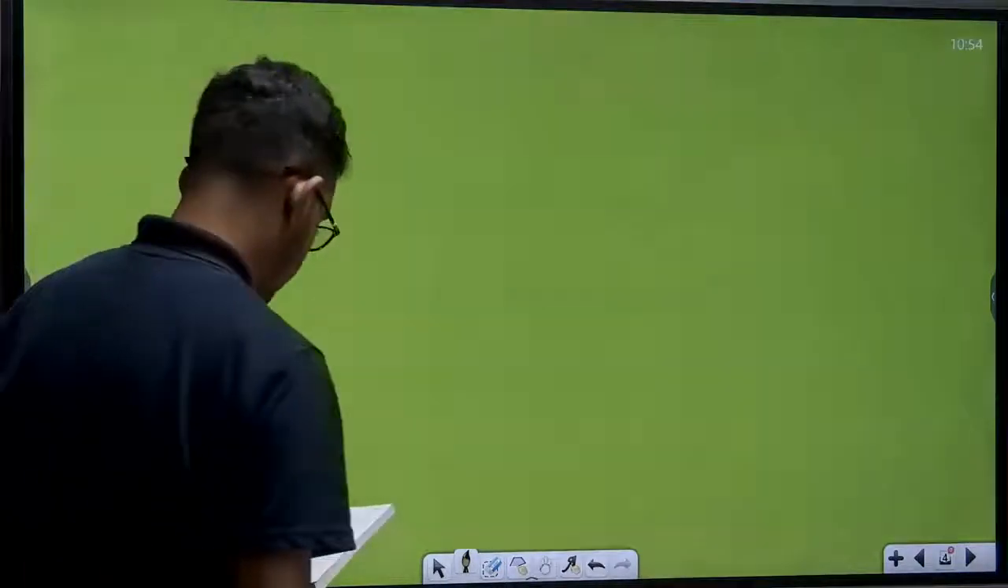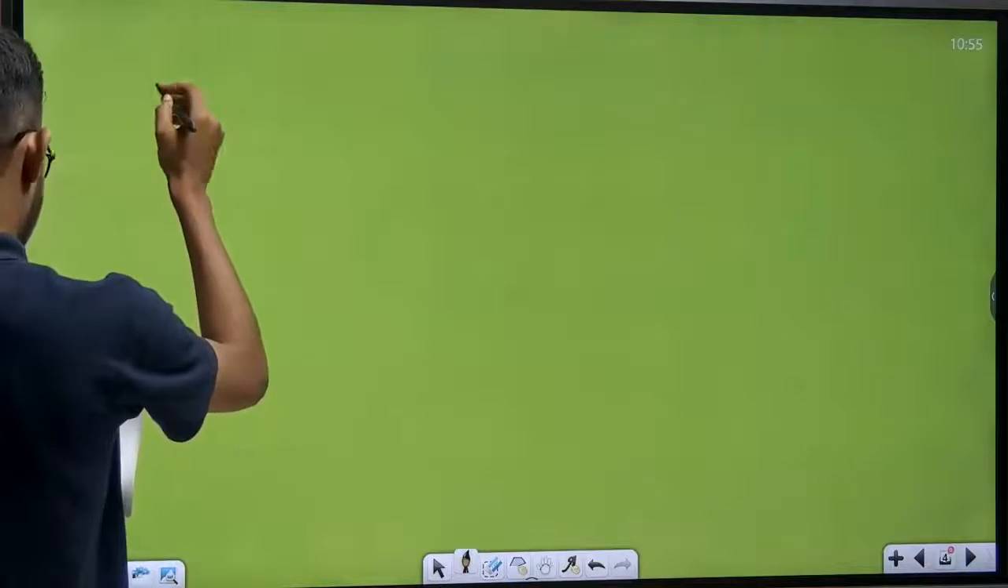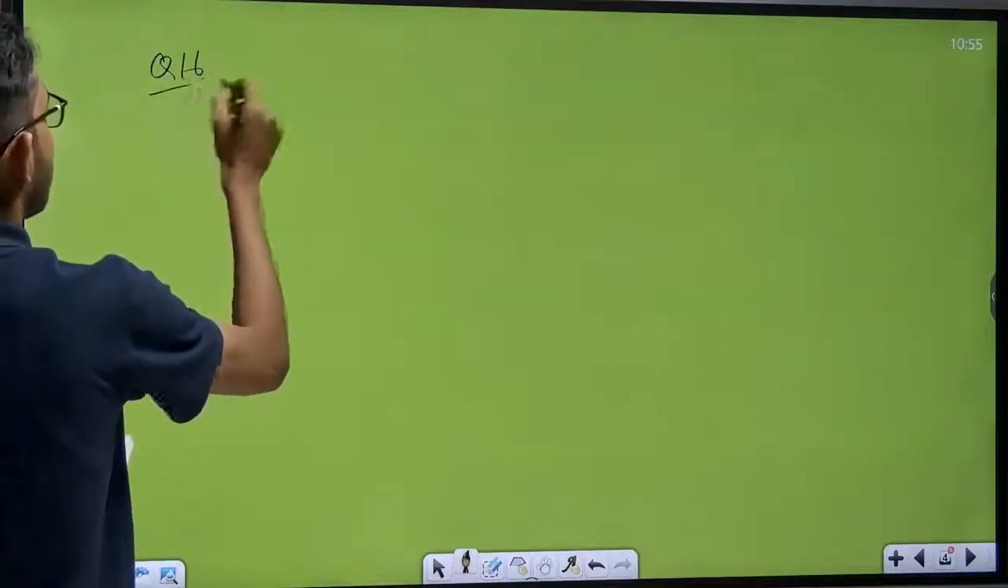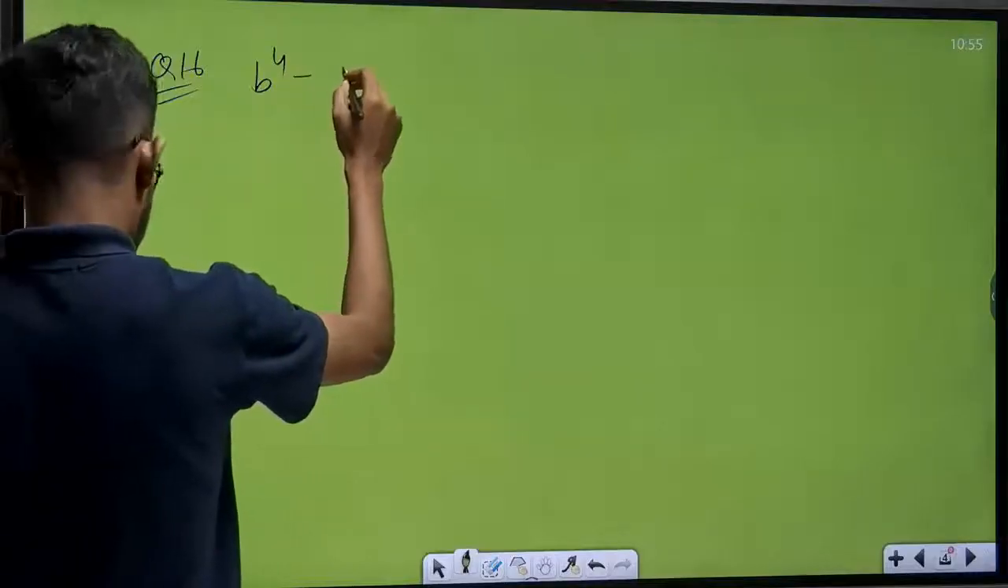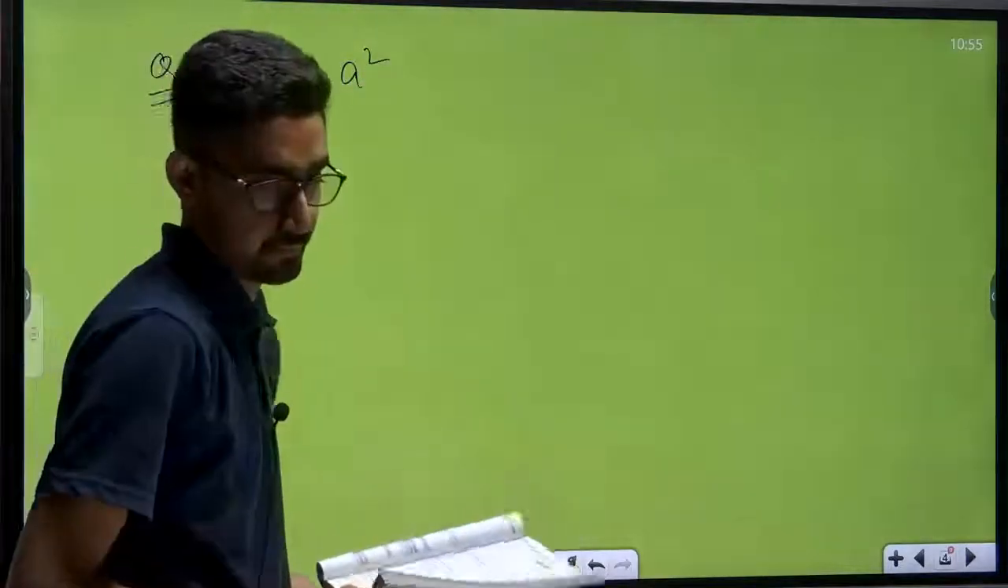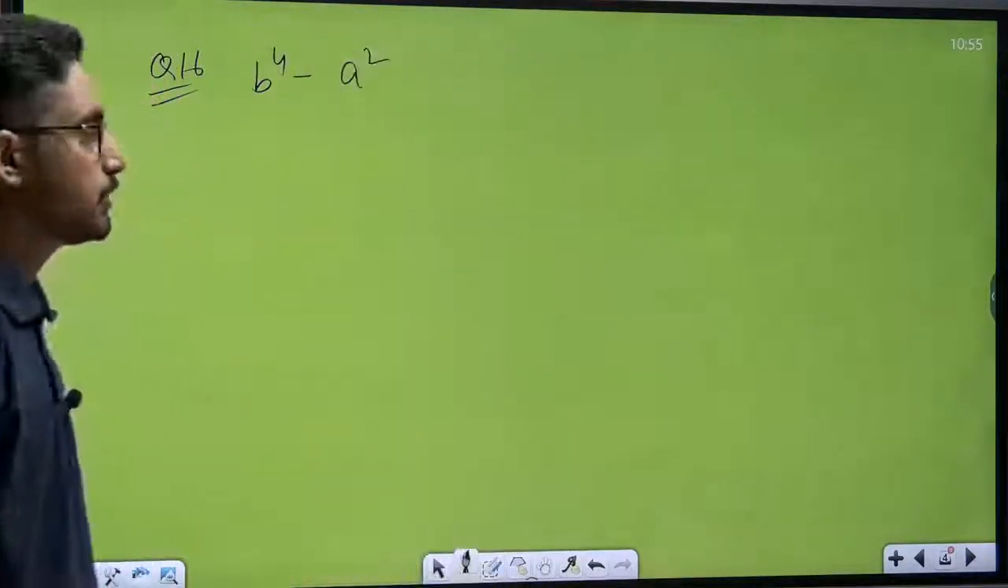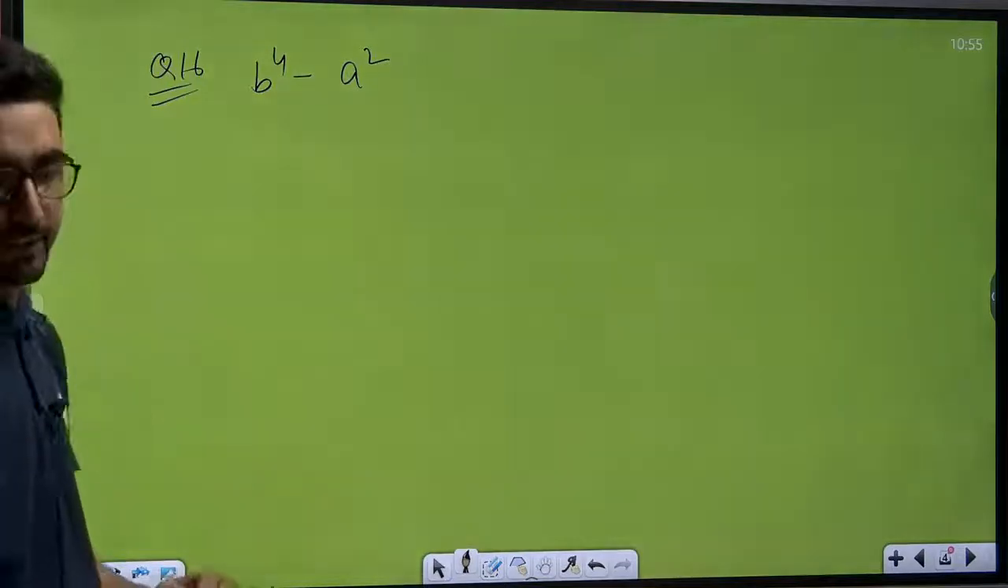Question number 15 completed. Now question number 16. Question number 16 also very easy. Let's see question number 16 only. b to the power 4 minus a square. Okay. b to the power 4 minus a square. Solve here fast.